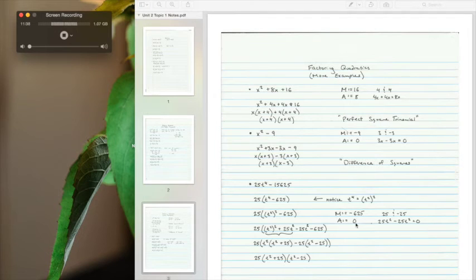So two numbers that multiply to negative 625 and add to 0. Well, if they're going to add to 0, they have to be the same number, right? One positive and one negative. So I'm going to take the square root of 625 and see if that works. And it does. Square root of 625 is 25. So if I take 25 and negative 25, if I multiply those, I get negative 625. And when I add them, of course, I get 0.